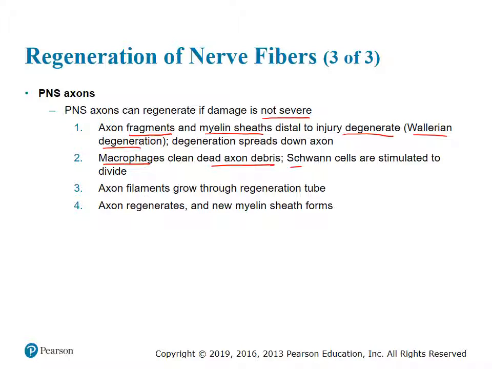The Schwann cells are there, and the Schwann cells will divide or replicate. The axon will begin to actually propagate or grow. We call this a regeneration tube, and we see this step when we see the axon in the plasma membrane beginning to be reformed. And then we see the regeneration and the new myelin sheath forms over that area.